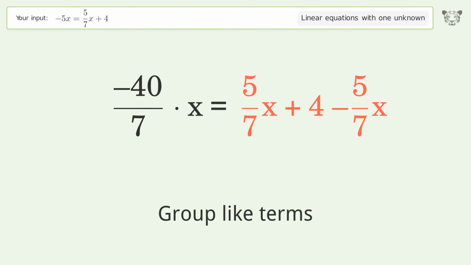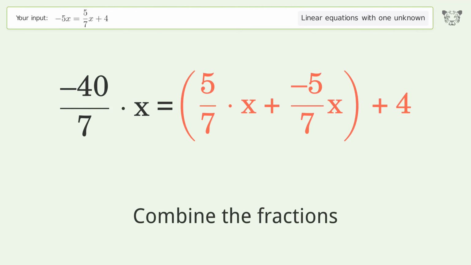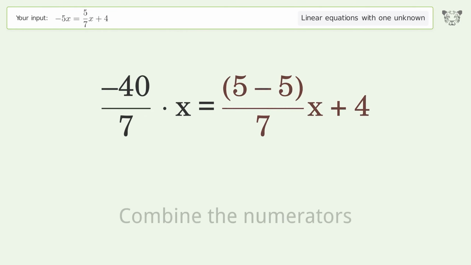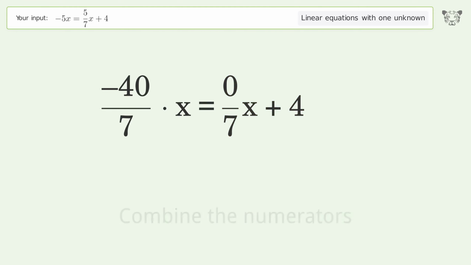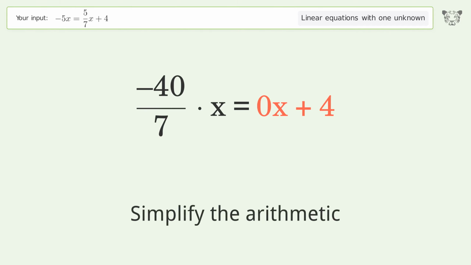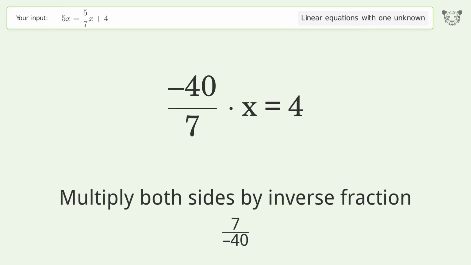Group like terms. Combine the fractions. Combine the numerators. Reduce the zero numerator. Simplify the arithmetic. Isolate the x. Multiply both sides by inverse fraction 7/-40.